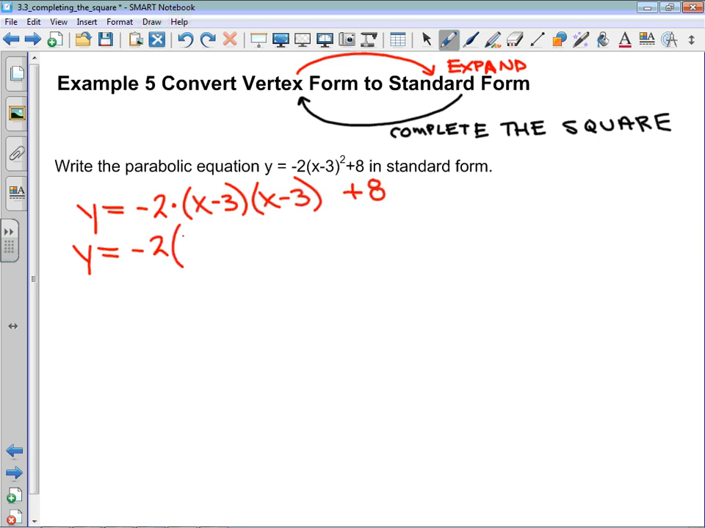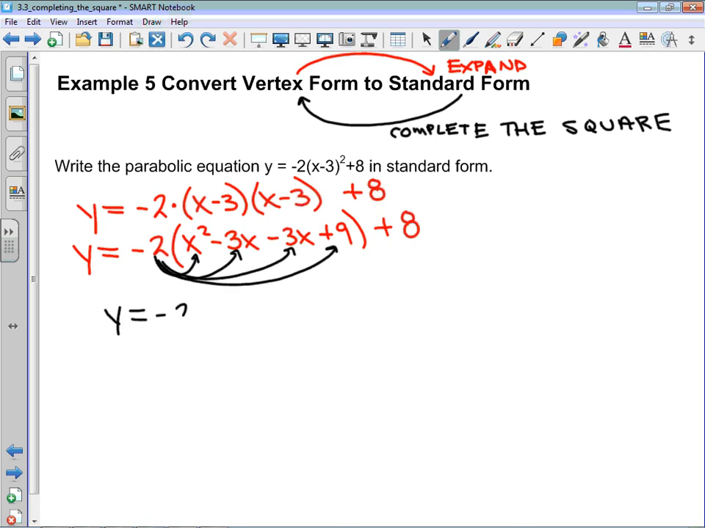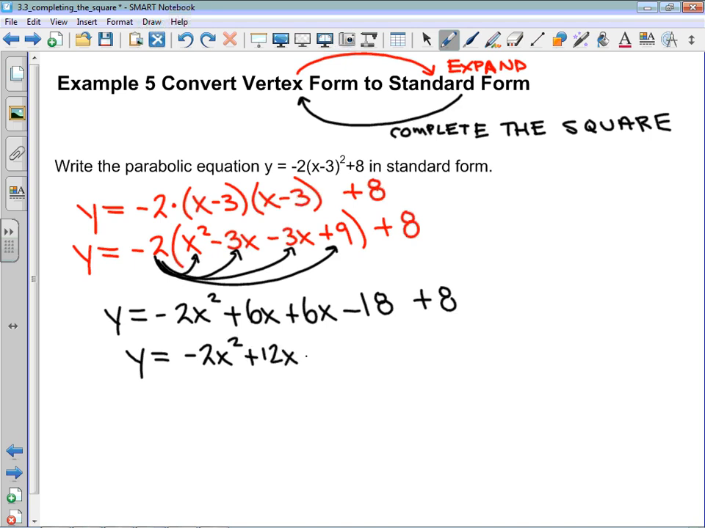So x times x is x squared, x times -3 is -3x. -3 times x is -3x again, and -3 times -3 is +9. And then the 8 is still lurking at the back. But it's really, really important that we distribute that -2 onto each and every term. So I'm now going to have that y is equal to -2x squared plus 6x plus 6x minus 18, and then plus 8. And now I'm going to collect my like terms. So y is equal to -2x squared plus 12x minus 10.